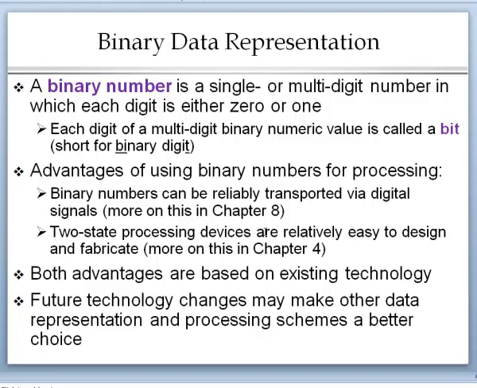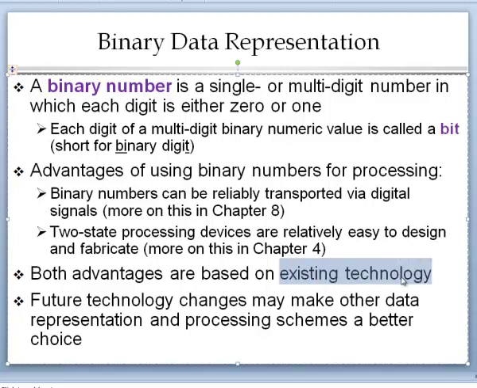And the advantages are obvious, as we've already said. They match very well the internal processing circuitry, the two-state processing, and we like two-state because it's cheap and easy, at least for us at the moment. We also like it because it's easy to transport reliably, and that's something we'll get to in Chapter 8. But, final beating to death at this point, both of these advantages are based on existing technology.